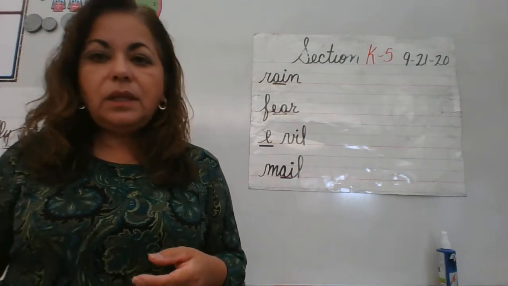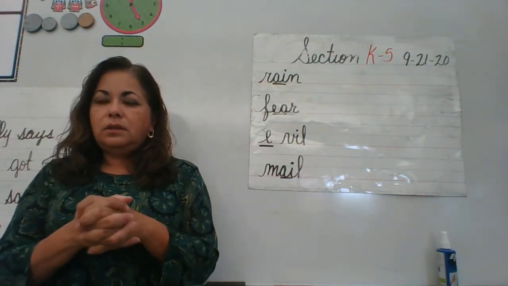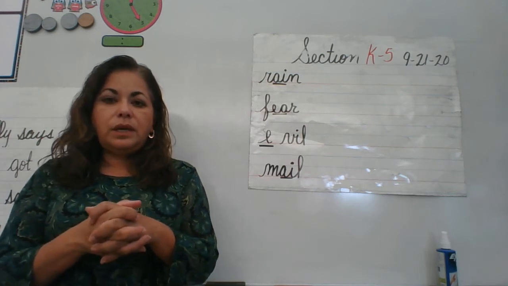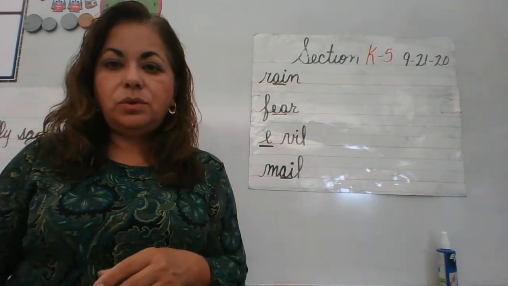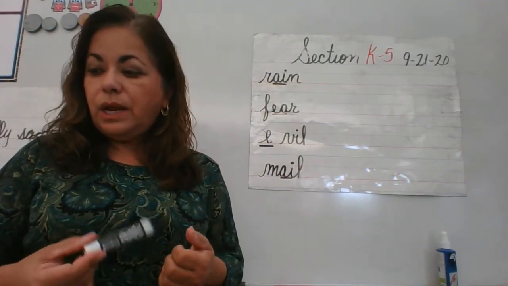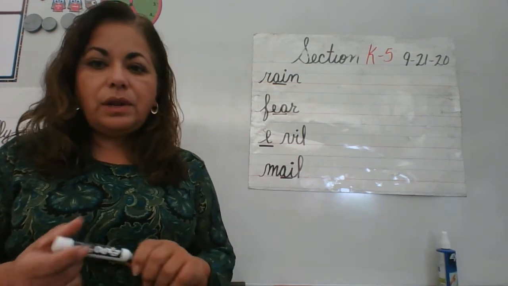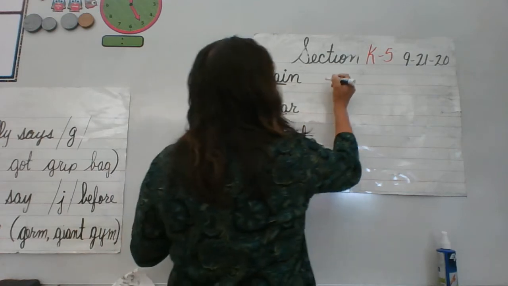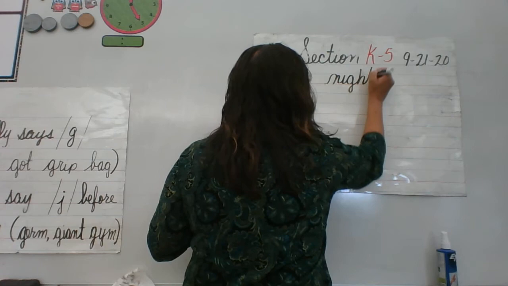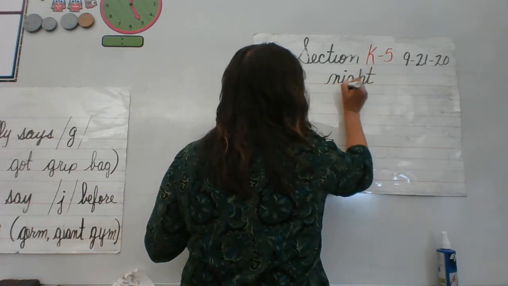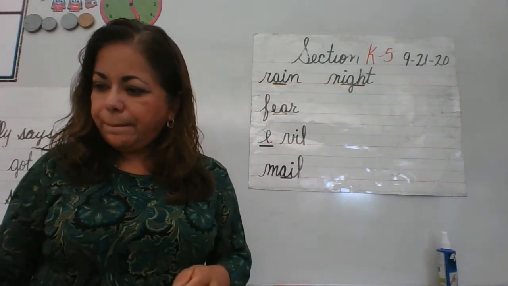Your next word is night. Night. When the sun goes down, it is night time. Night. You're going to use the I, 3-letter I, as your multi-letter phonogram. I, 3-letter I. And you're going to underline it, and it's only got 1 sound.